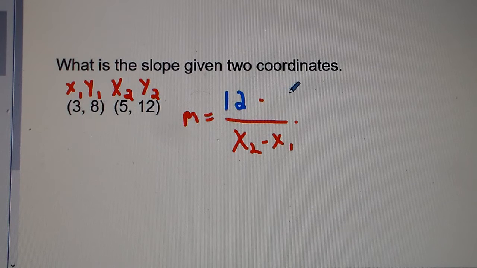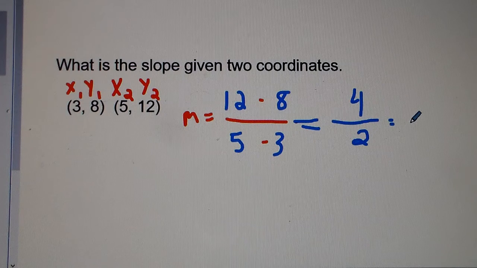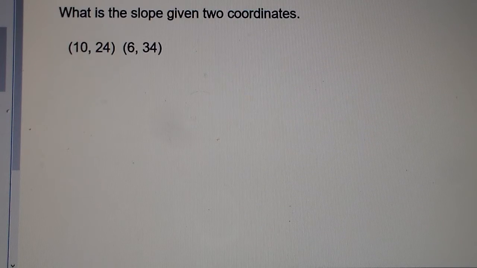My y1 is 8, so 12 minus 8. My x2 right here, x2 is 5. And my x1 is 3. 12 minus 8 is 4. 5 minus 3 is 2. 4 divided by 2 gets you 2. So your slope of these two coordinates is 2. You have a slope of 2.